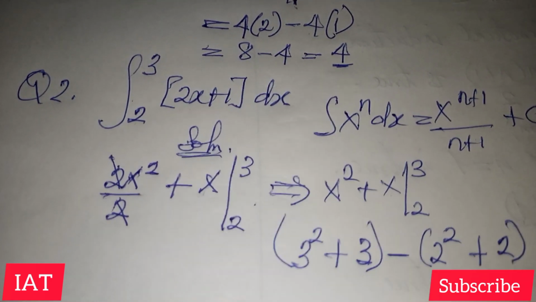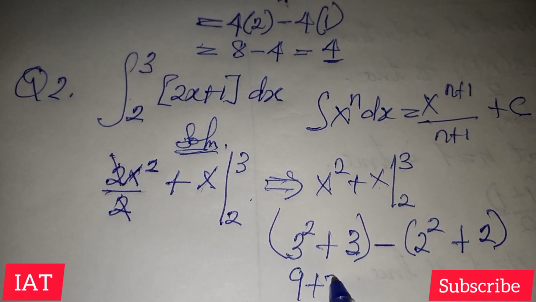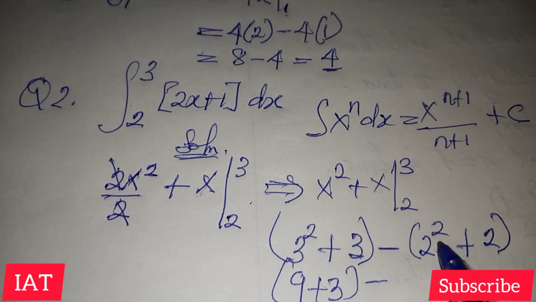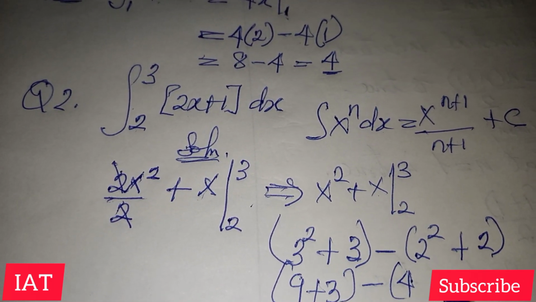So what's the final solution to this? 3 squared is 9 plus 3, and then here we have 4. 2 squared is 4 plus 2.